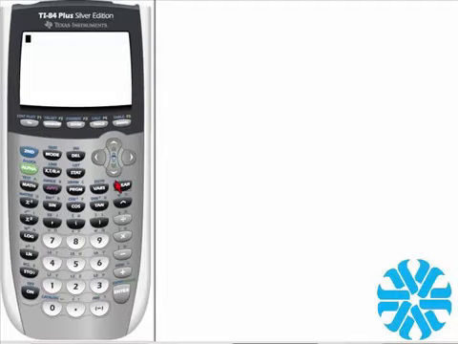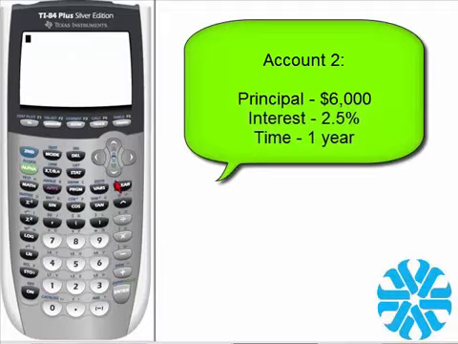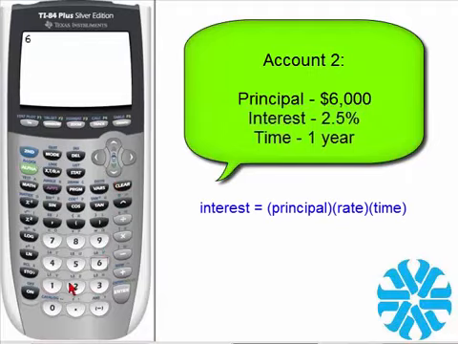So now let's compute the amount of interest in your second account. In the second account you have a principal of $6,000, earning a 2.5% return for 1 year. So we compute the simple interest. So we take our principal of $6,000 multiplied by the interest rate of 2.5% multiplied by the time of the investment, which is 1 year.